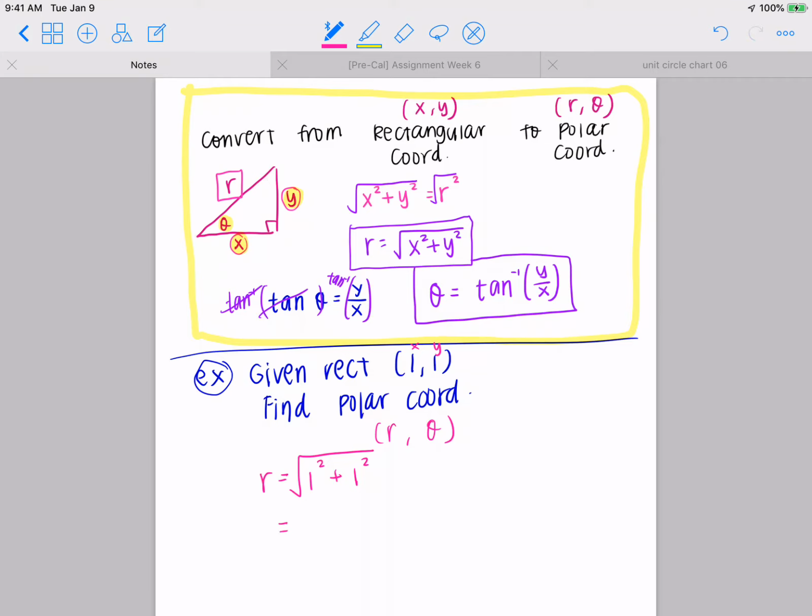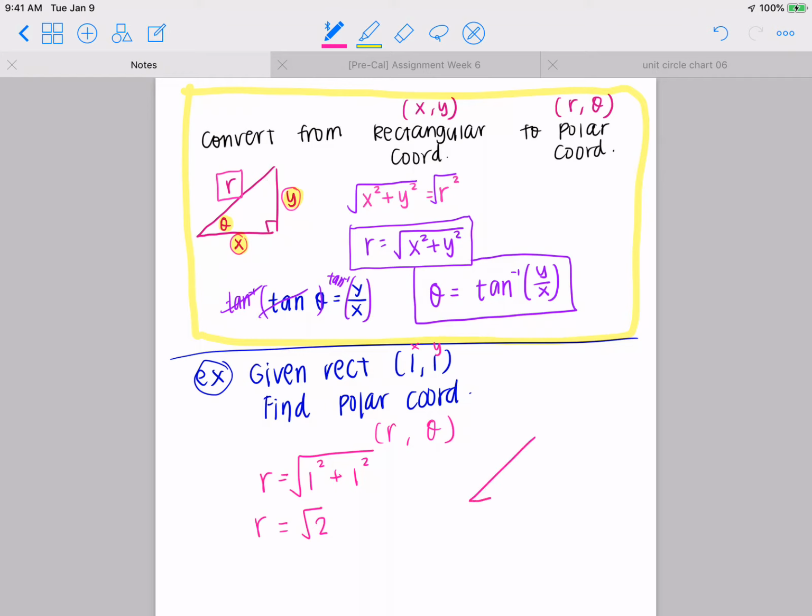And we're gonna keep writing. 1 square plus 1 square is 2. Square root of 2. That's our r. Okay, so we got our r, and now we're gonna get our theta. Okay, so 1, 2.